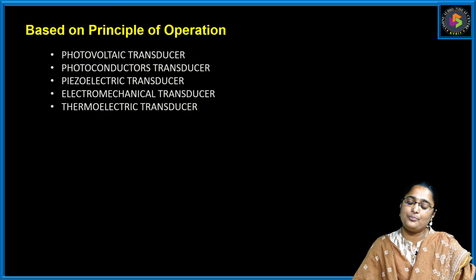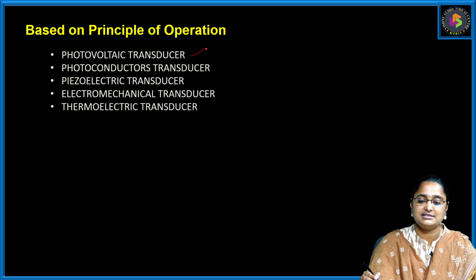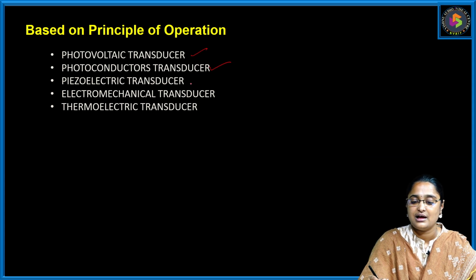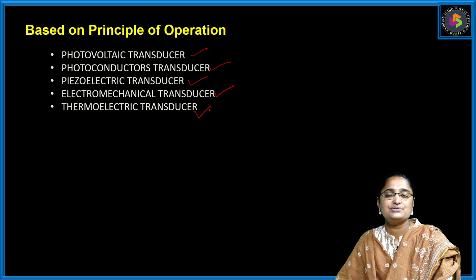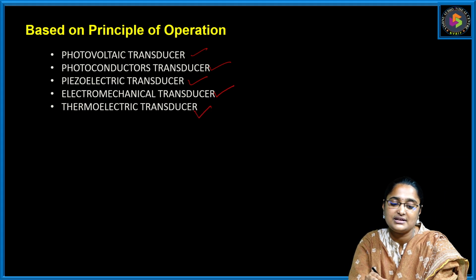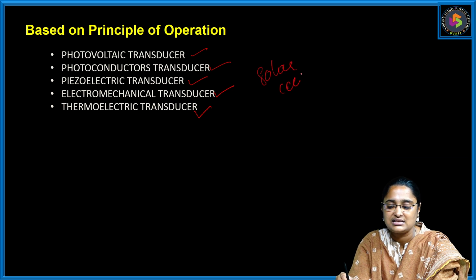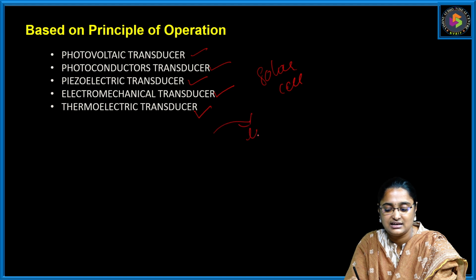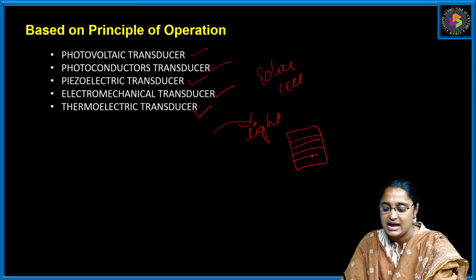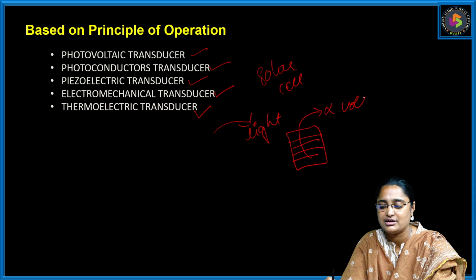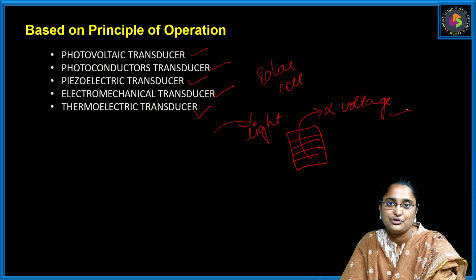Based on the principle of operation, transducers can be divided into photovoltaic transducers, photoconductors, piezoelectric transducers, electromechanical transducers, and thermoelectric transducers. As we know, you can take a photovoltaic transducer as a solar cell, right? They take in light, which causes some variation on the surface of the material, and a voltage is proportionally changed according to the light. This voltage can be directly taken as the output of these transducers.